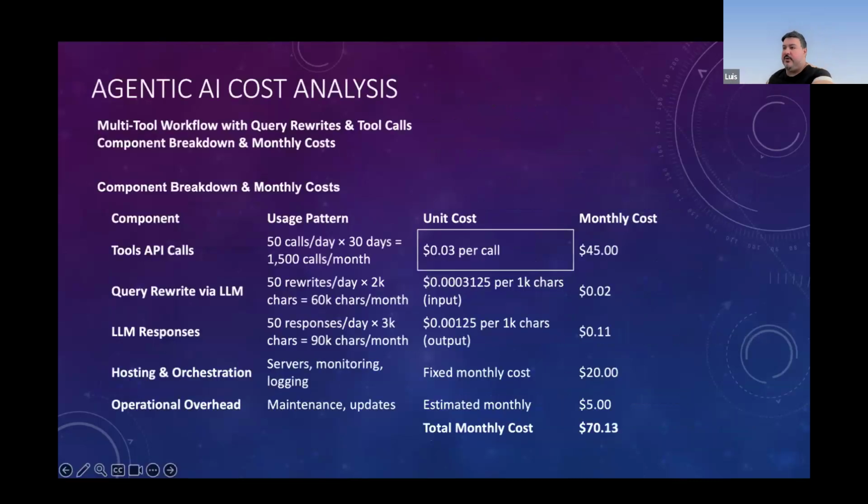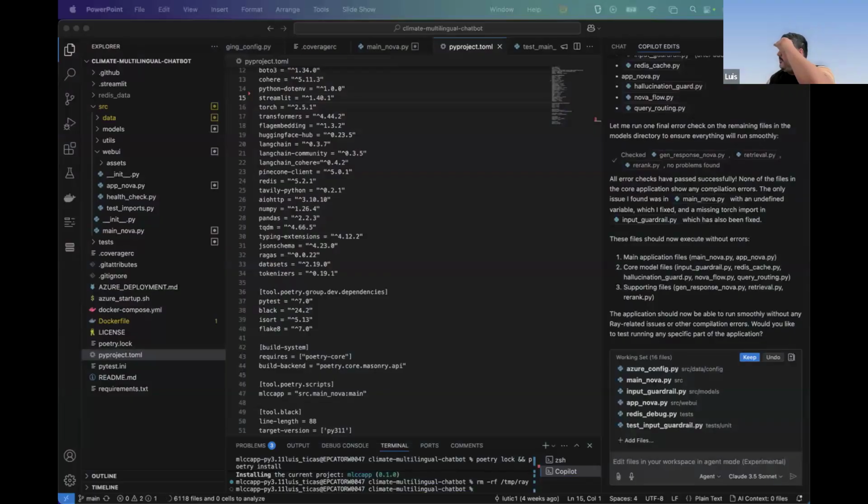Okay, so I'll take a quick pause there. I'm going to show you how this looks on Gemini AI Studio. So let me just pull this one here.